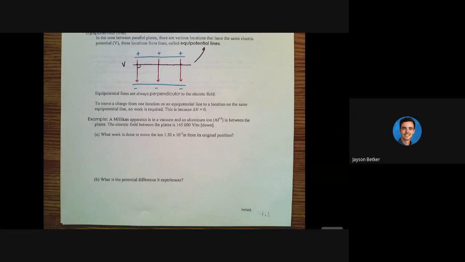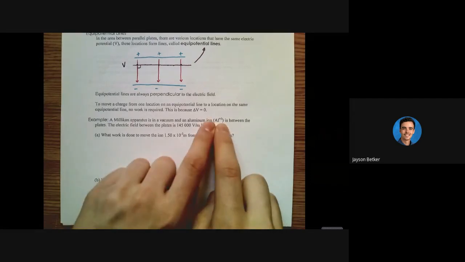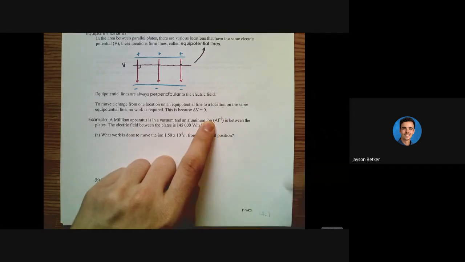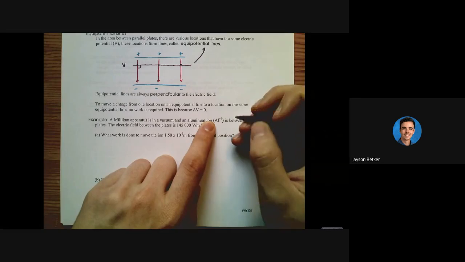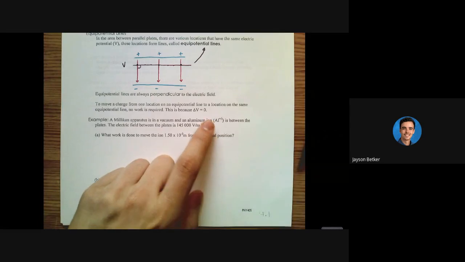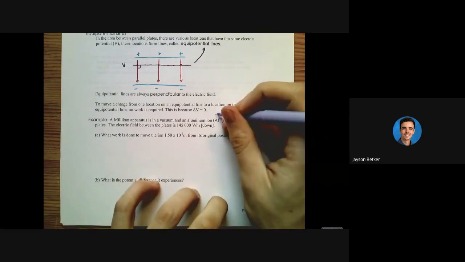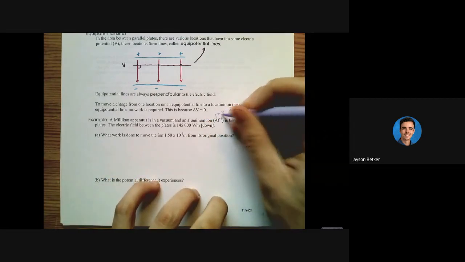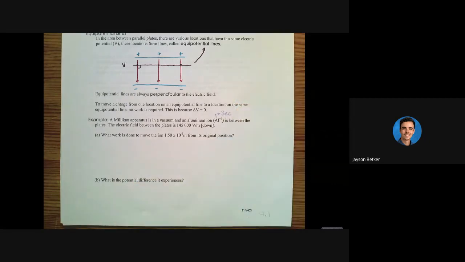But for right now, let's just do an example having to do with Millikan's apparatus. So it's a parallel plate scenario. A Millikan apparatus is in a vacuum, and he has an aluminum ion. Now, this aluminum ion, if you remember from even grade 10 science, is Al3+. 3+ means that it has a charge of +3, which means that if I was to quantify its charge in elementary charges, it would be +3 e.